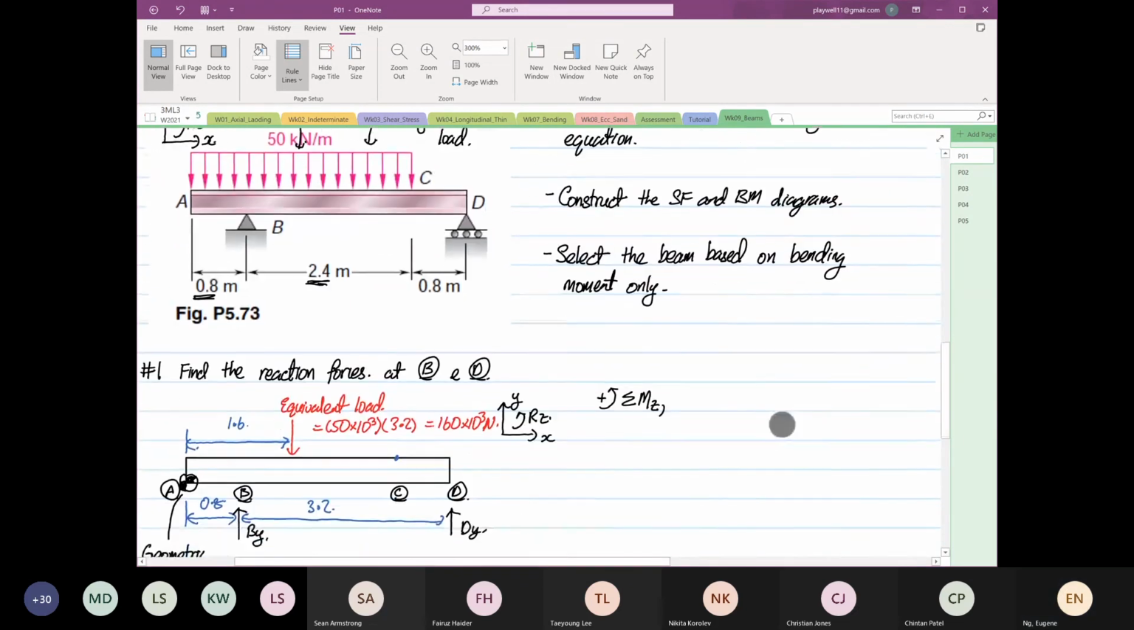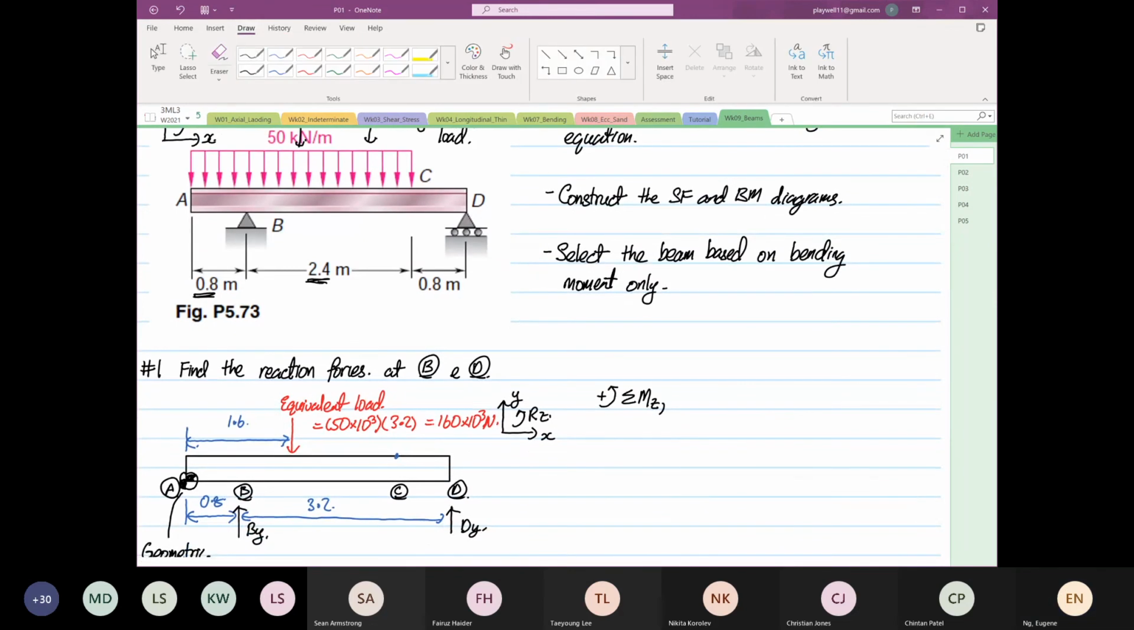Okay, so from here, we're going to take moment at point D. The whole thing is equal to 0, right? So look at point D. The 160 equivalent load, or times 10 to the power 3, is doing an anti-clockwise direction, so it's positive. So 160 times 10 to the power 3, right? And then the distance, so the entire length, 2.4 plus 0.8 plus 0.8 is equal to 4, minus 1.6.